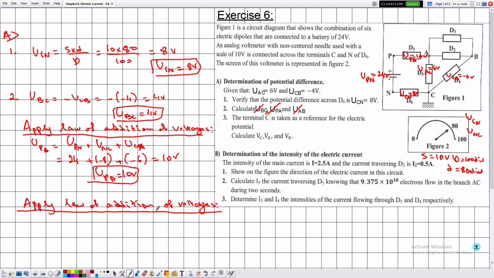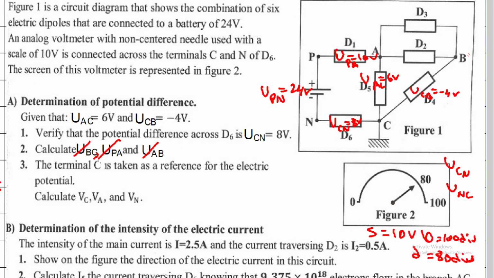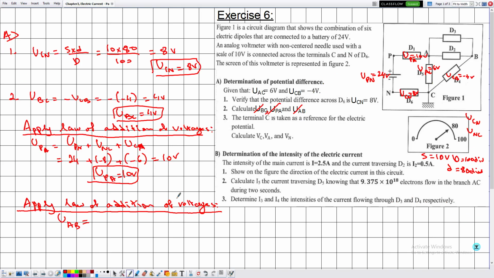Then on the left hand side of this equation we'll write the voltage UAB. So we will consider this loop, which is the triangular one, then from A to C and from C to B, which is equal to 6 plus minus 4, which is equal to 2 volts. Then UAB is equal to 2 volts. So this is it for part 2.